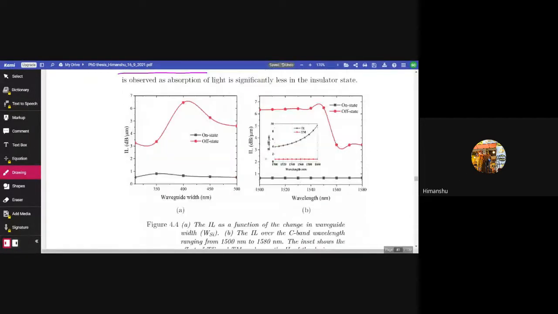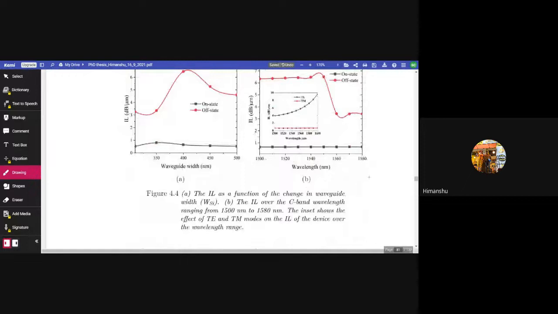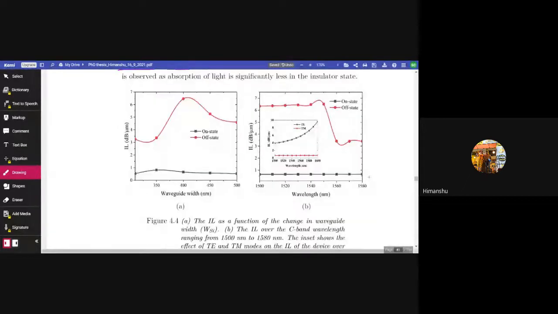So coming to figure 4.4, figure 4.4a shows the IL as a function of change in waveguide width, that is WSI. And figure 4.4b shows the IL over the C-band wavelength ranging from 1500 nanometer to 1580 nanometer. And the inset of figure 4.4b shows the effect of TE and TM mode on the insertion loss of the device over the wavelength range.